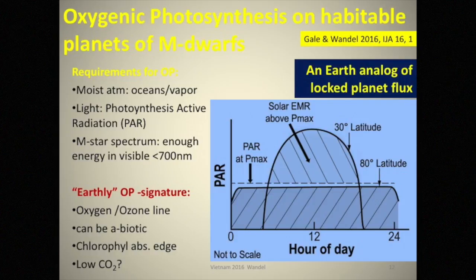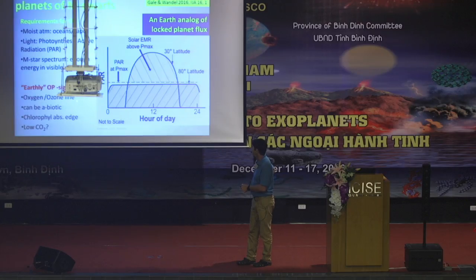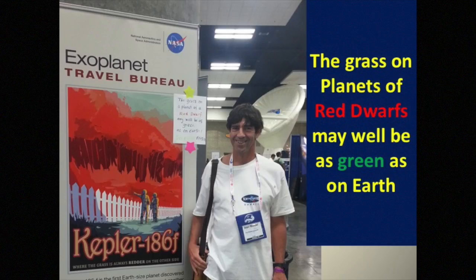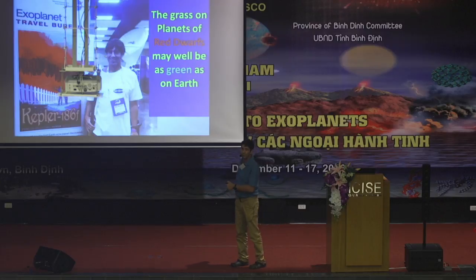photosynthesis. And the Earthly oxygenic photosynthesis signature is an oxygen ozone line. So the question is, can it be biotic? I will not go into this, we don't have time, so I'll just show this picture. From the General Assembly in Hawaii, they had this nice NASA poster of Kepler, an M-dwarf planet, and it said the neighbor's lawn would always look redder. So I put a note here, which was then removed by the organizer: the grass on planets around red dwarfs may well be as green as on Earth.